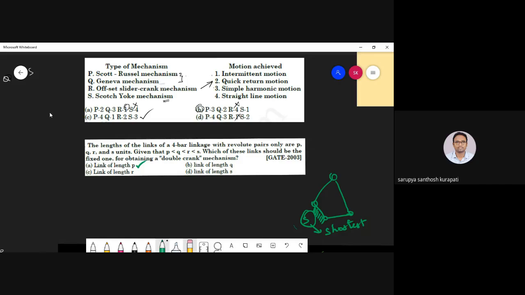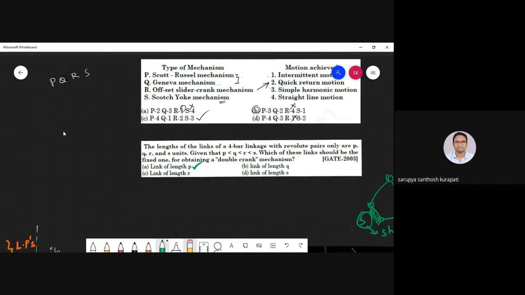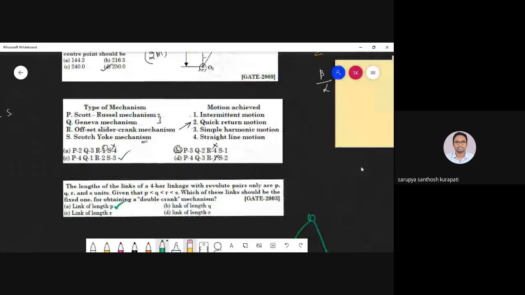I hope now you got this particular topic. Can I move to the next topic, which is another important one? Yes, sir. So the next topic is simple mechanisms, velocity analysis.